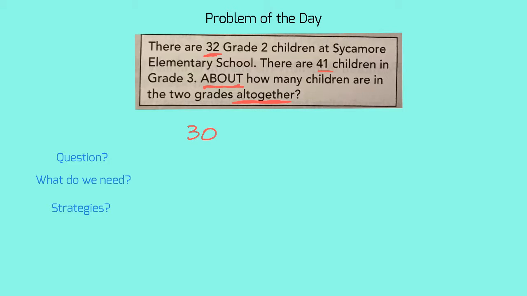There are 41. Would we round that number up or down? Get ready? Down, and that number would be 40. So if we add 30 and 40 together, we would get 70 students. Remember, we wanted to know about, not exactly.